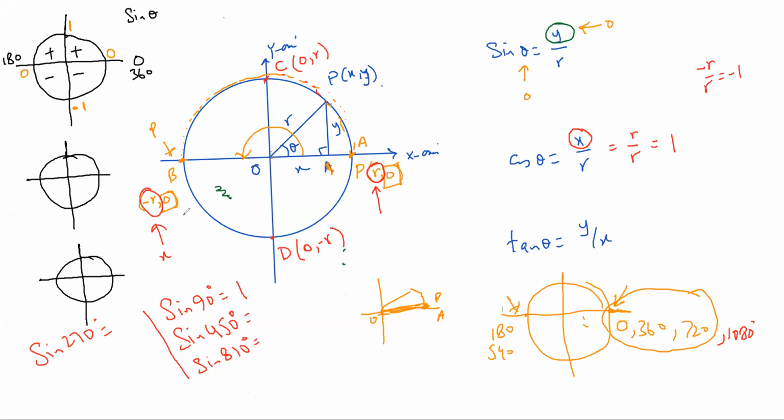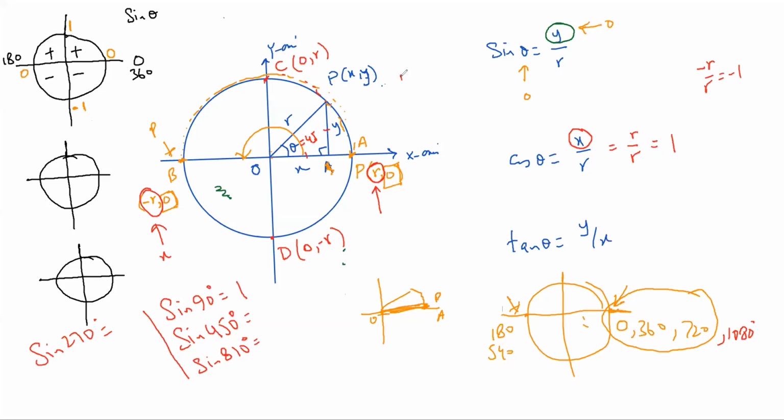Similarly, you should see how we are getting all these values. Now I'm going to ask you a very interesting question from this circle. Suppose this theta is 45 degrees. What kind of triangle is this? Tell me quickly. Isosceles. Very good, this is going to be an isosceles triangle.